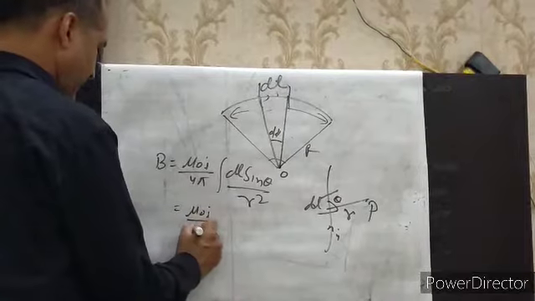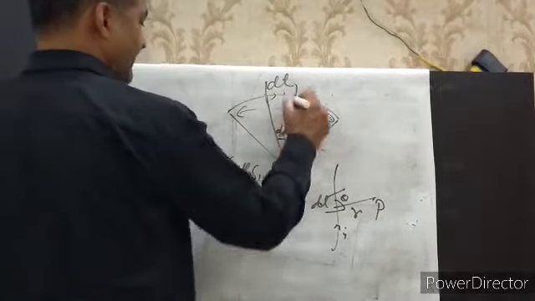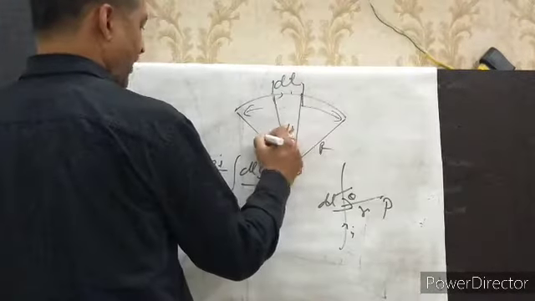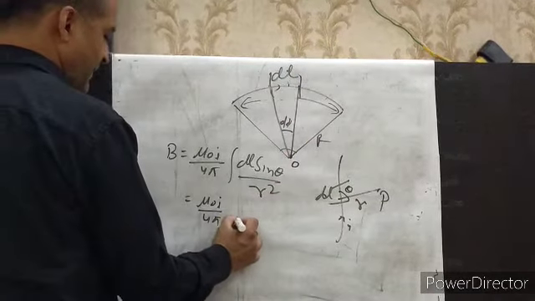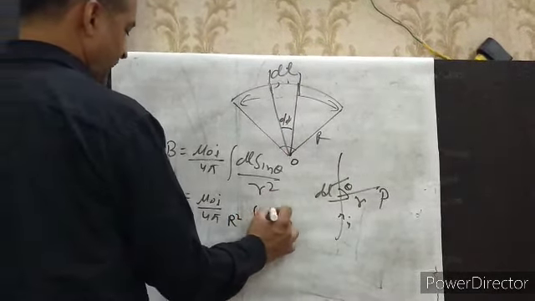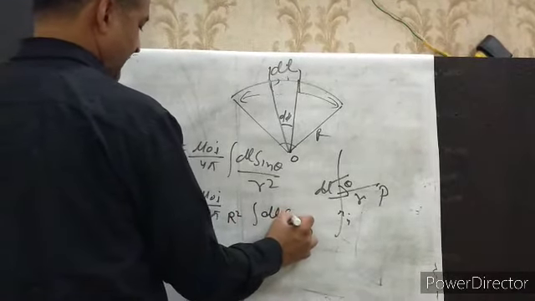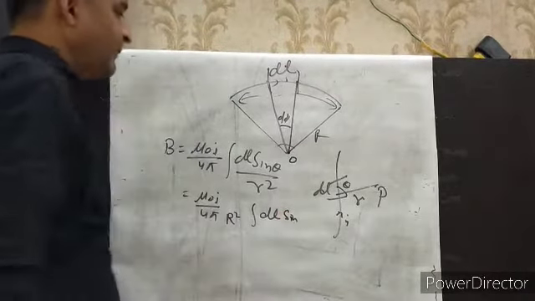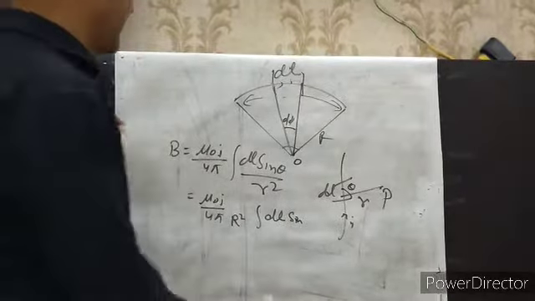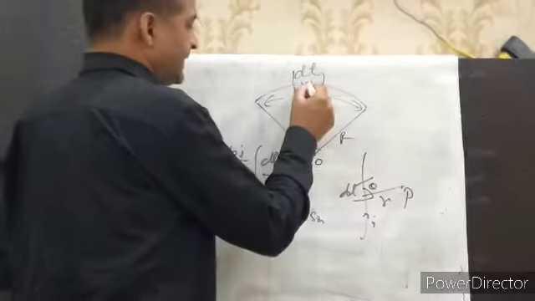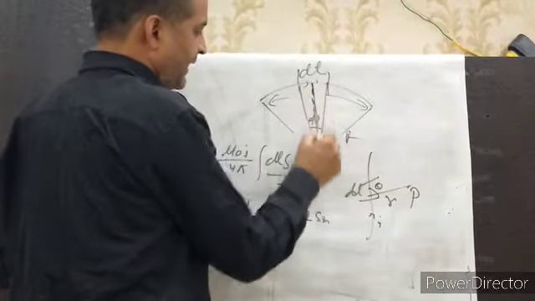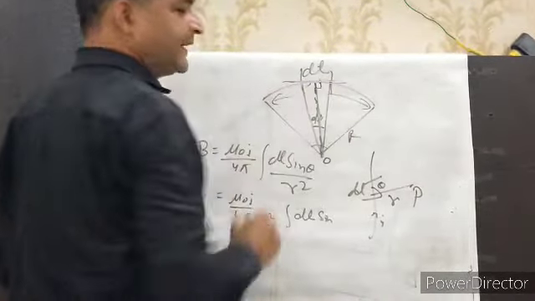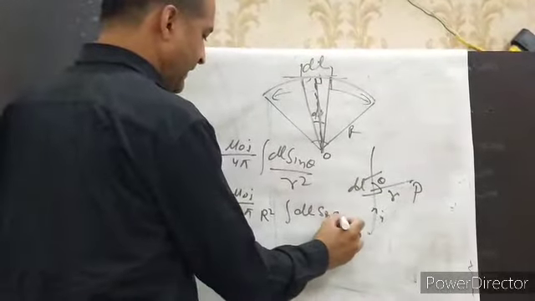Then this is mu naught I by 4 pi. R is the distance from the center, and all these will be equal because this is the radius. The small r will become capital R. This is r square, integration of dl sine theta, where theta is the angle between dl and r. So see the angle between dl and r. This is the distance of the point, small r, and this is dl. This angle is 90 degree. Clear? Then sine 90 degree.